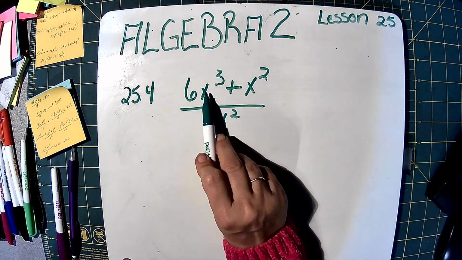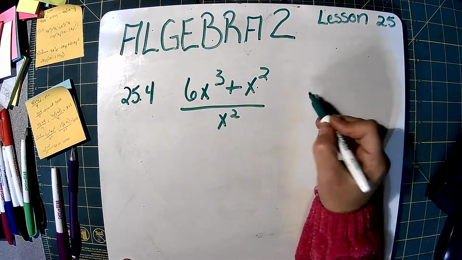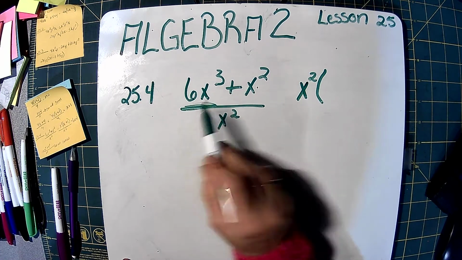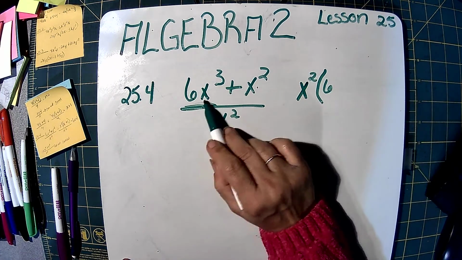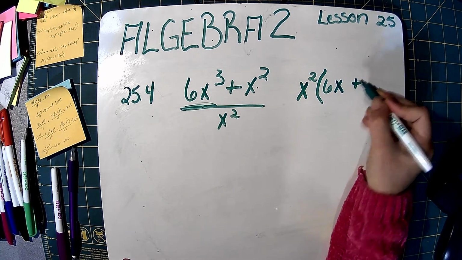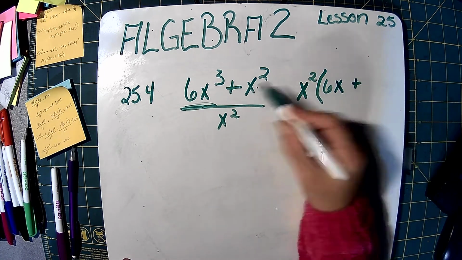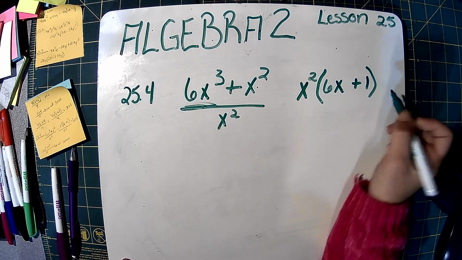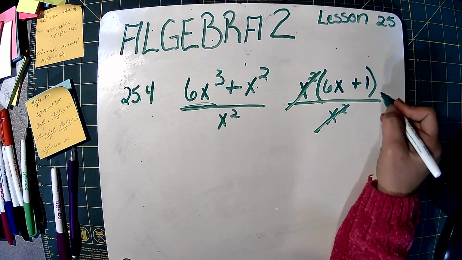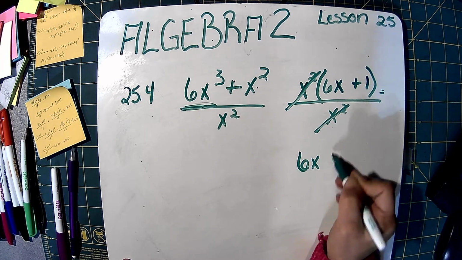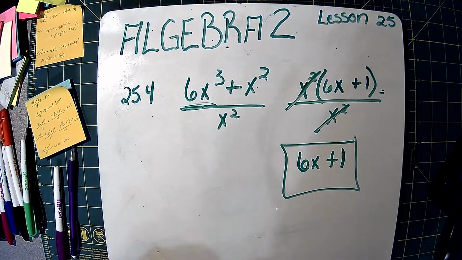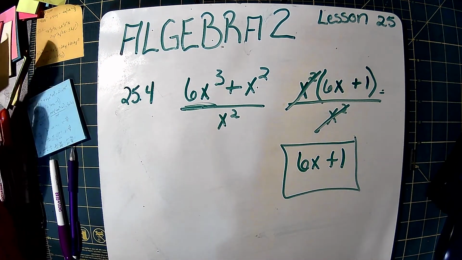Now 25.4 says 6x to the third plus x squared over x squared. So I can take x squared out of both of these. So I'm going to say x squared times this first factor, the 6 is left, and one of the x's is left. This one will just be a 1. How many times does x squared go into x? One time. And all that is over x squared. Now these can cancel, and I'm just left with 6x plus 1, which is the answer to that one. That's all of that.